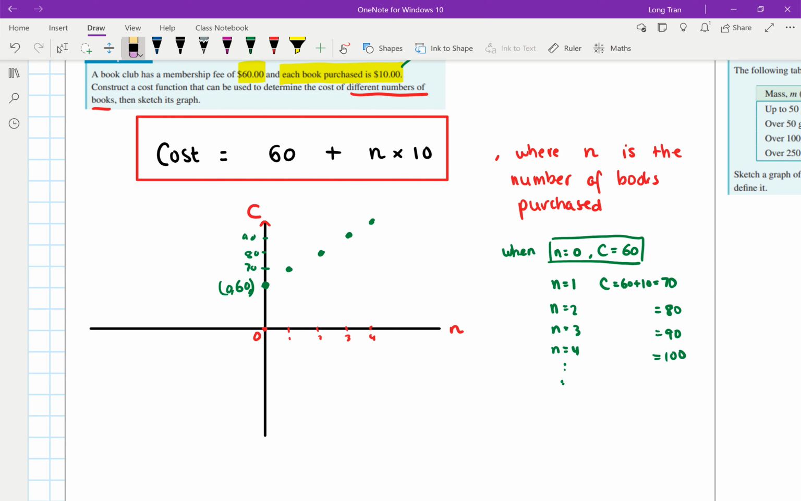Okay, so that's how you would do this question, and they say sketch this graph. Oh, I've done it already. Oh, well, there you go.